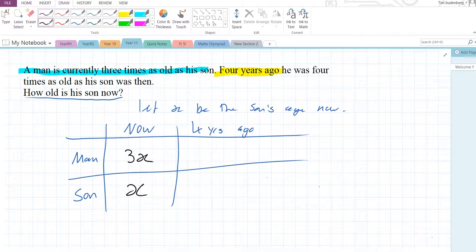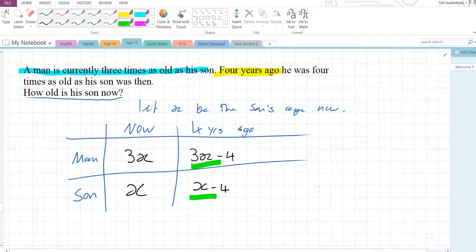Right. Now we fill in the other time period. And simply, if the son is now X, 4 years ago he was X take 4. If the man is now 3X, 4 years ago he was 3X take 4 years old. Alright. Now once we've got those two cells, we use the final piece of the information to link those two. And that says 4 years ago he was 4 times as old as his son was then.